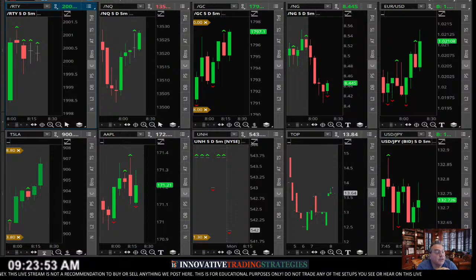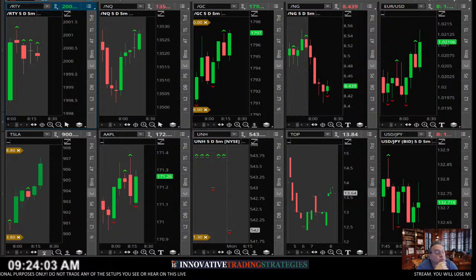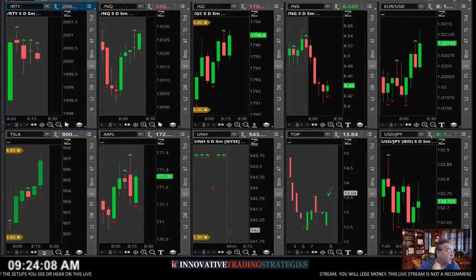Still not seeing anything here on the mini NASDAQ. I don't know if we're going to get that short trigger or not. We'll see. Short gold. Tesla's getting closer to its target up here, 908.80.